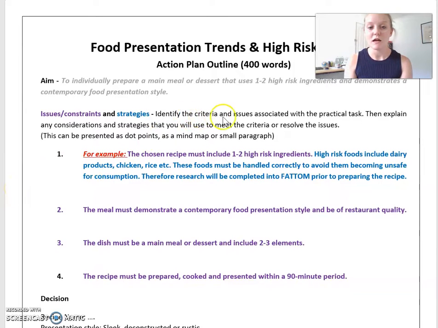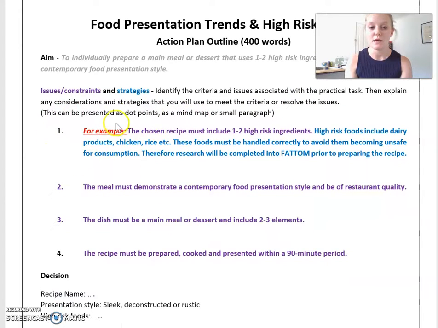So identify the criteria and issues associated with a practical task. So if we look up here, individually preparing a main meal or dessert, using high-risk ingredients, demonstrating a contemporary food presentation style. Okay, you have a 90-minute lesson. These are some issues or some constraints that might pop up. You then need to explain any considerations and strategies that you will use to meet the criteria or resolve the issue. Okay, this can be presented as dot points, as a mind map, or a small paragraph.